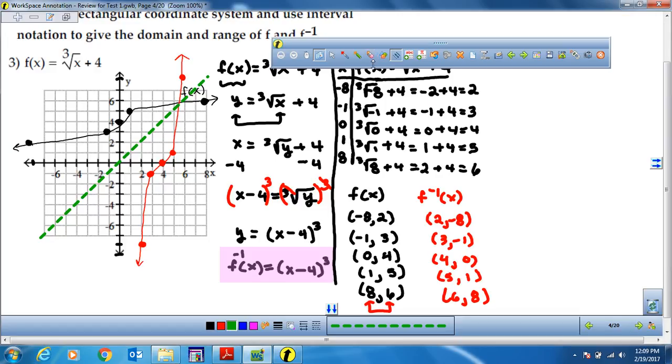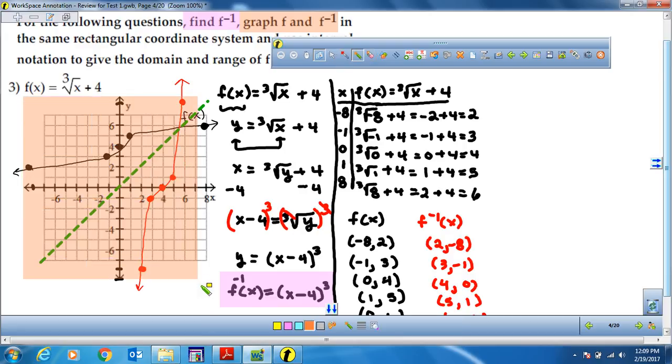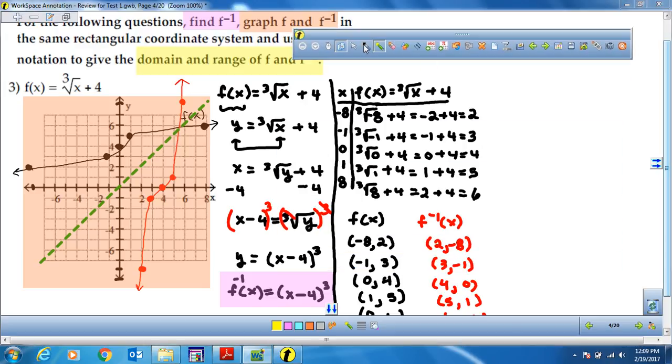Okay, so that was the second part of the question. We graphed the function f of x and its inverse function. Last part of the question. Now what we want to do is determine the domain and the range of the function f of x and its inverse function. So we're going to finish the question with that.